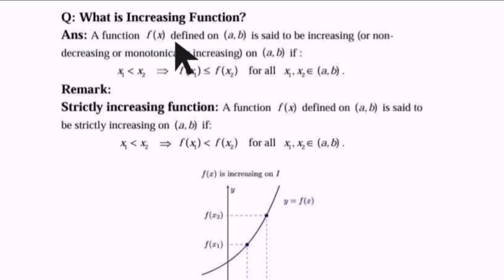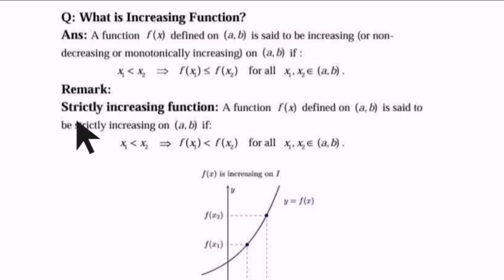A function f of x defined on interval AB is said to be increasing, or non-decreasing, or monotonically increasing on the open interval AB if x1 less than x2 implies f of x1 less than or equal to f of x2 for all x1, x2 belonging to the open interval AB.